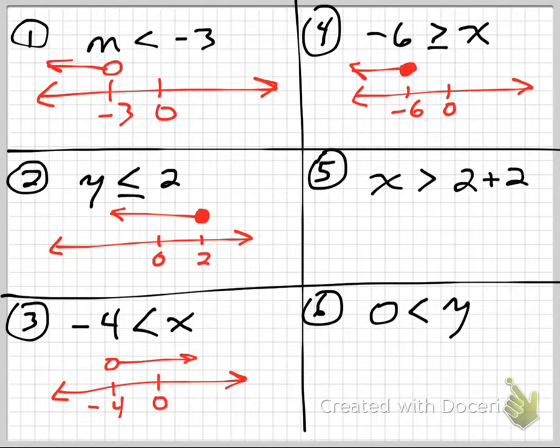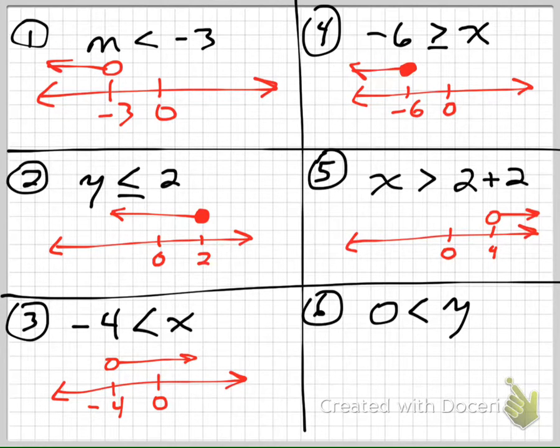Okay. Number 5. Kind of a weird one. Jade, read it to me. X is greater than 2 plus 2. What do I need to do here, right? You need to add the 2 plus 2 and make that a 4. Simplify each side. So X is greater than 4. Solid or open? Open. Open to the right. Greater than 4. Makes sense?